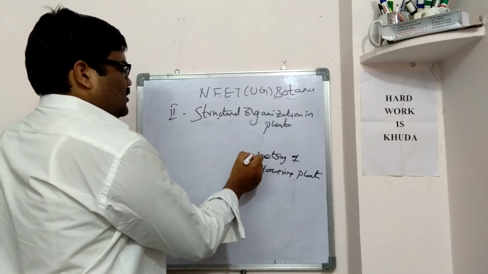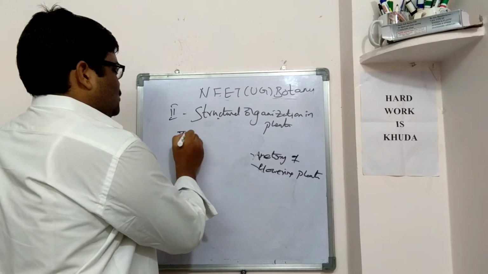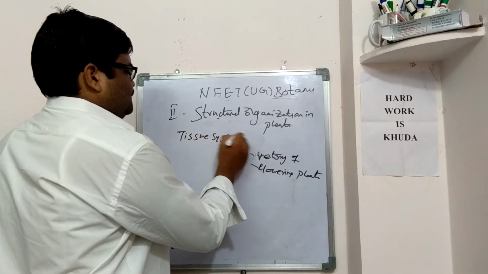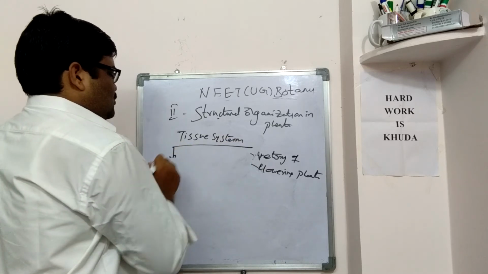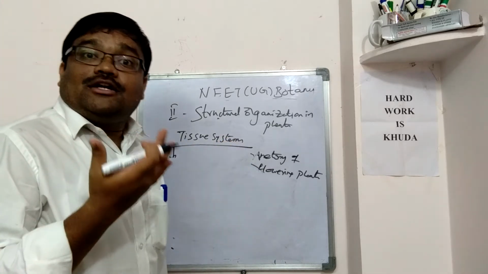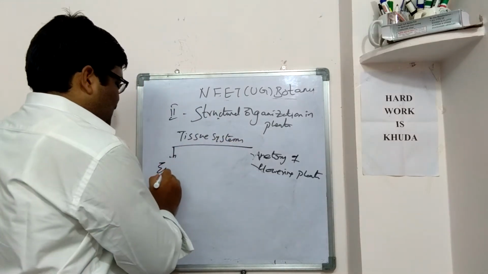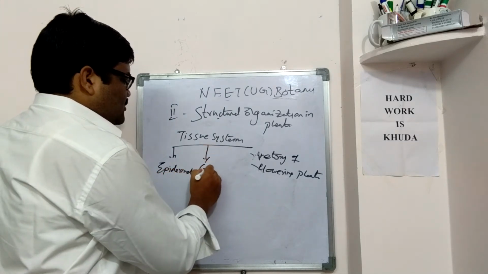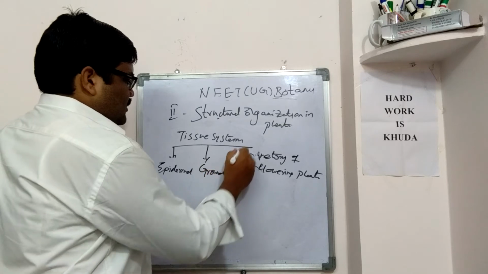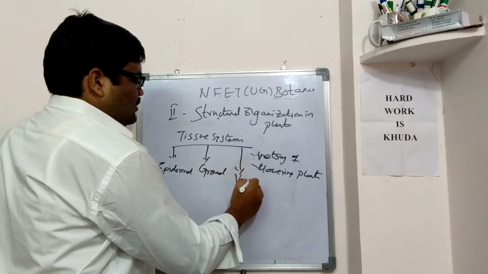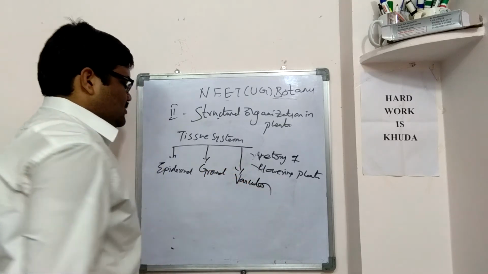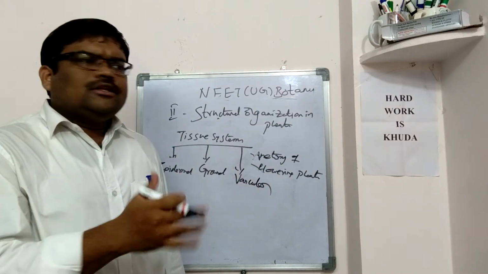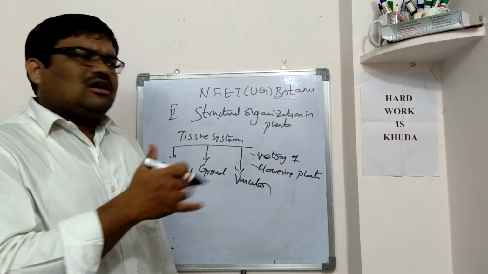Tissue systems in anatomy of flowering plants. Say the first issue we have to discuss about epidermal tissue system. Epidermal. The ground tissue system. The vascular or conducting tissue system. The epidermal tissue system is the top layer, for example, epidermis, the cuticle, the stomata, the guard cells, likewise we have to study.